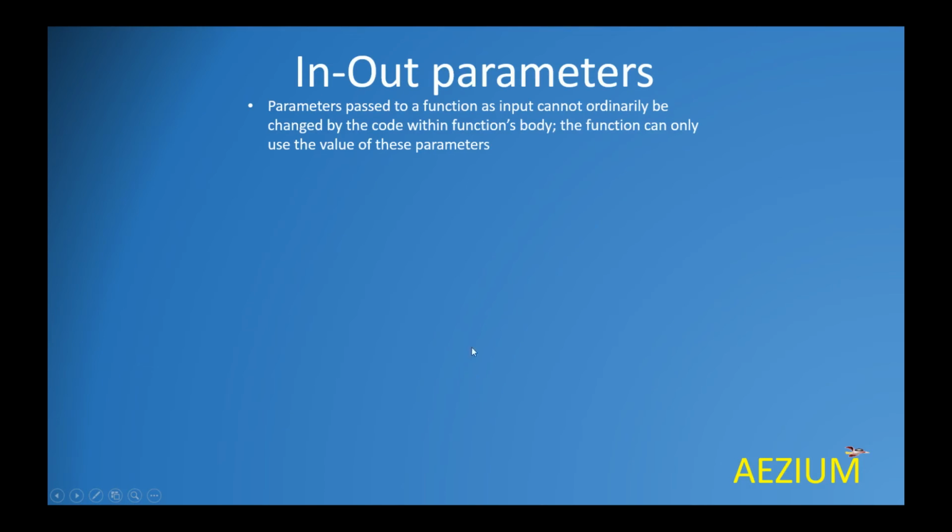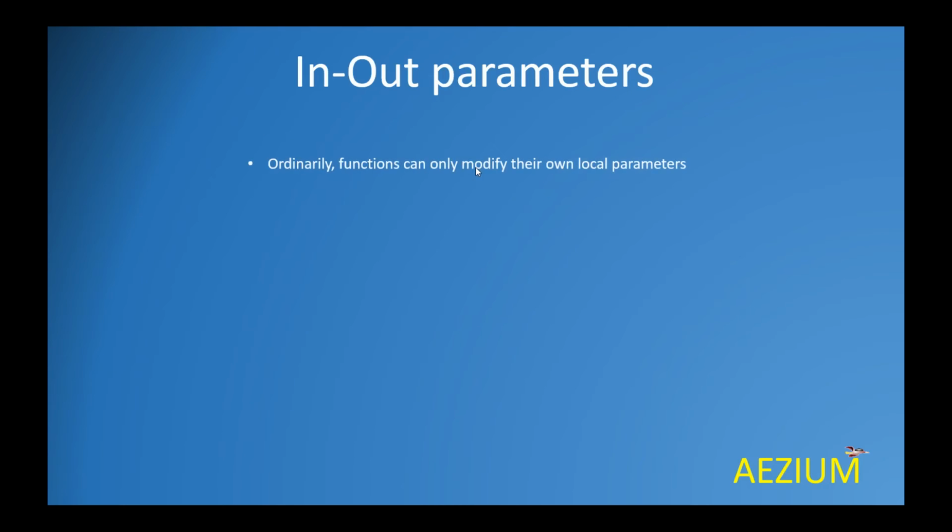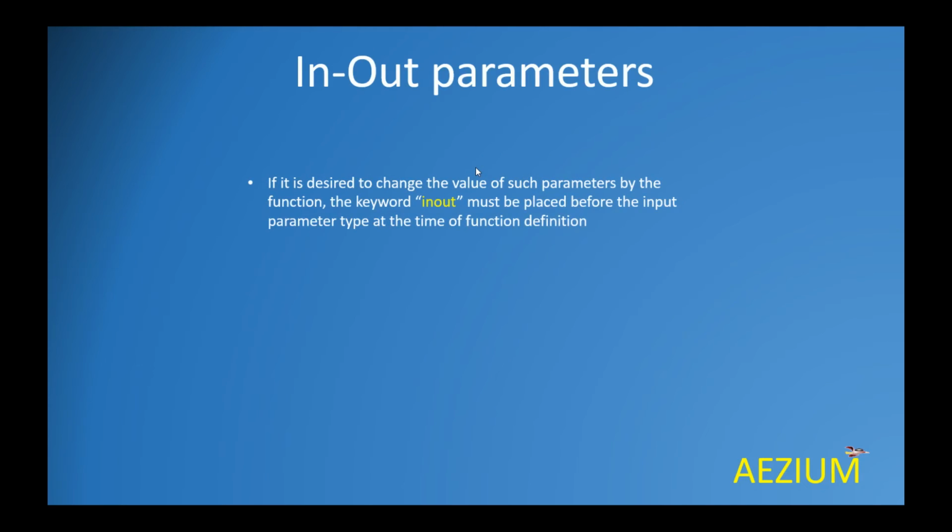Ordinarily, the input parameters which are passed to a function cannot be changed by the function, and the function can only read them. The function is only capable of modifying its own local parameters. However, if it is desired to change the value of the input parameters, we can place the keyword in-out before the name of the data type of our input parameter. And this has to be done at the time of function definition.